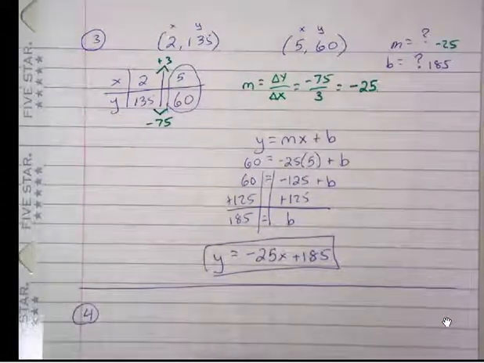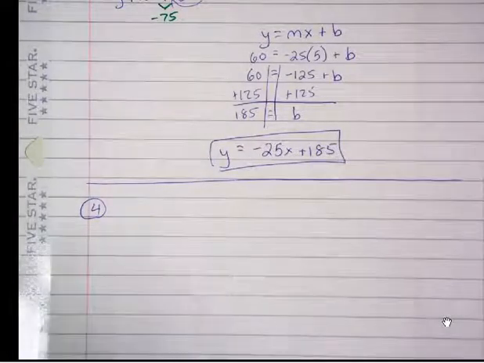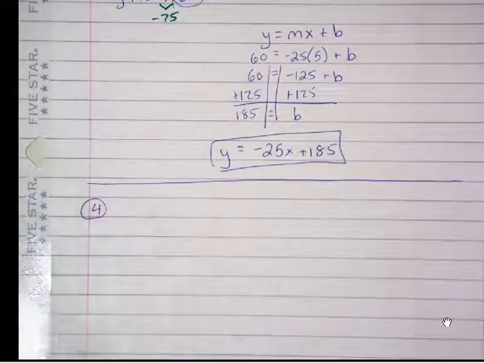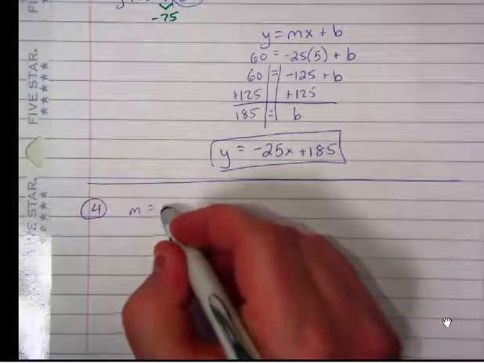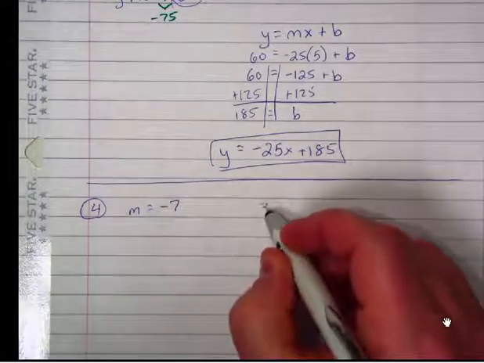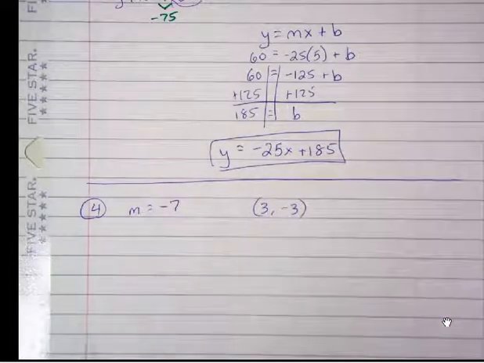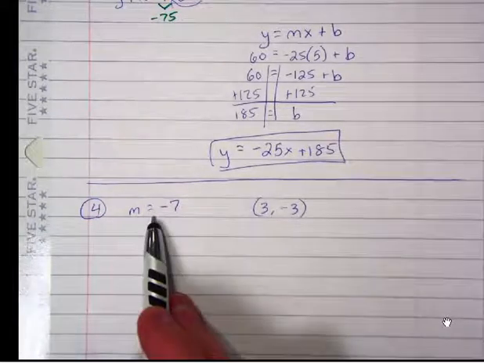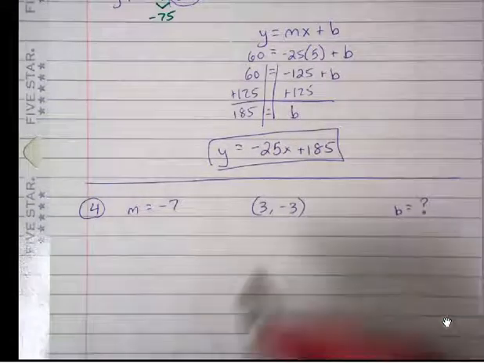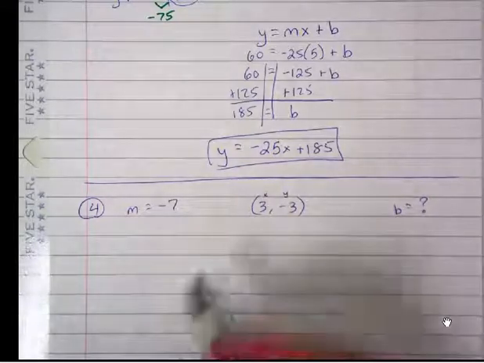What if you were given the slope and 1 point on the line? So if you were told that the slope is negative 7 and that it passes through the point 3, negative 3. Once again, think about what you do and do not know. You do know the slope. You do not know the y-intercept. But you do know an x and a y value. So we're going to use that.